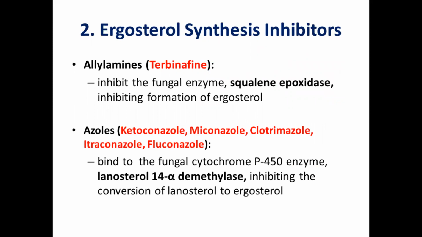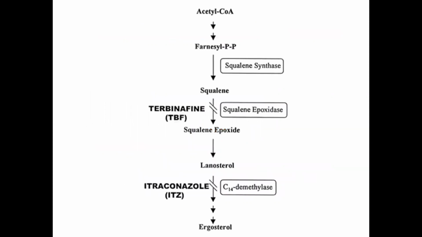Allylamines, for example, terbinafine, it inhibits the fungal enzyme squalene epoxidase, inhibiting the formation of ergosterol. And azoles like ketoconazole, miconazole, clotrimazole, itraconazole, and fluconazole, it inhibits the fungal cytochrome P450 enzyme lanosterol 14 alpha demethylase to inhibit the conversion of lanosterol to ergosterol.